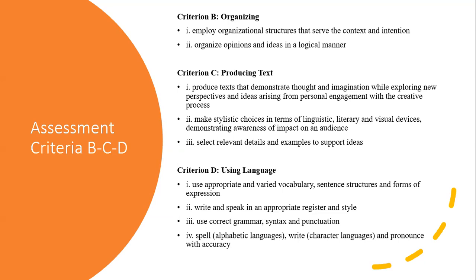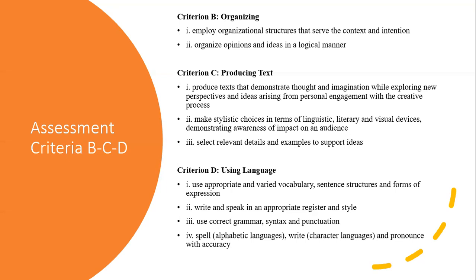So everything you've learned in terms of the vocabulary words, the appropriate register and style in terms of grammar, syntax, and punctuation, and your ability to spell and write the words correctly that you've learned throughout the unit will be assessed in this strand. So as you can see, the first strand states that you should use appropriate and varied vocabulary, sentence structures, and forms of expression.